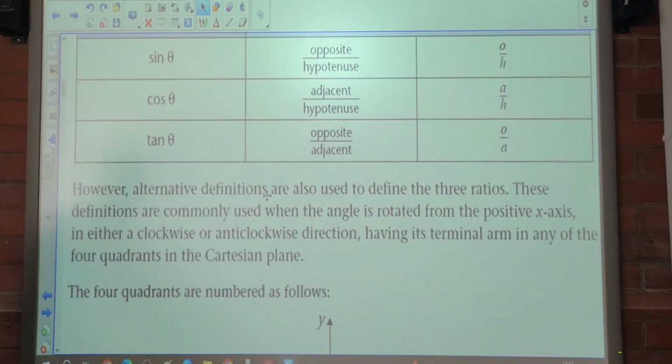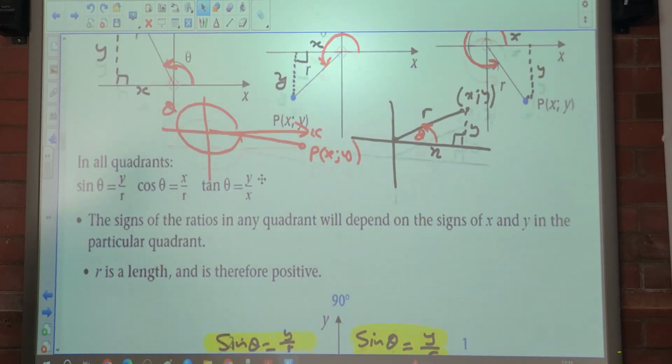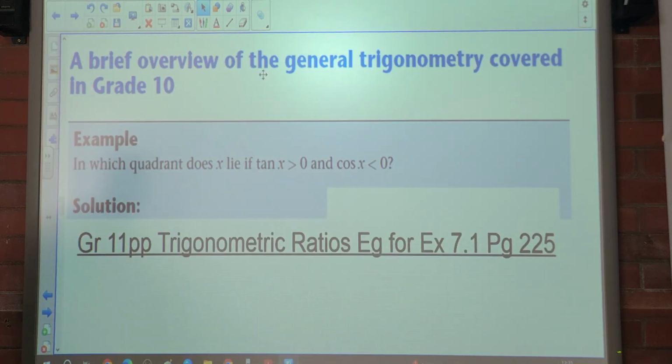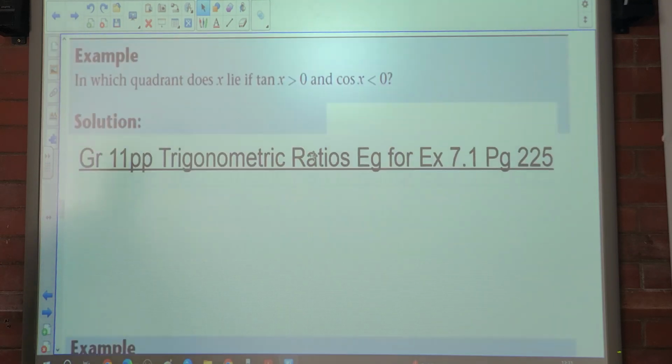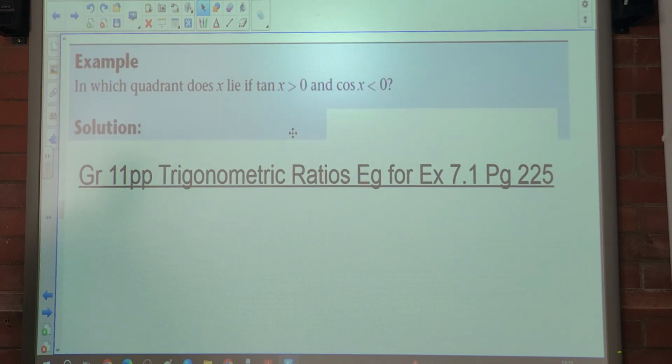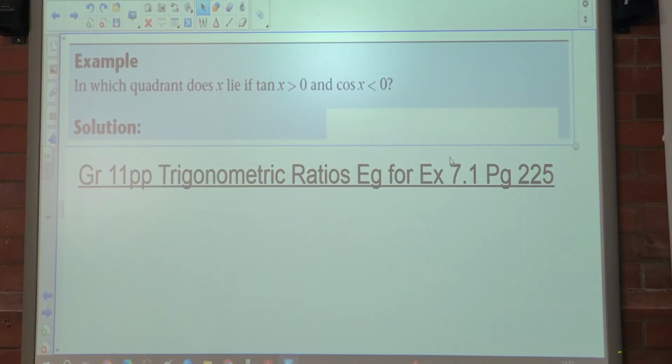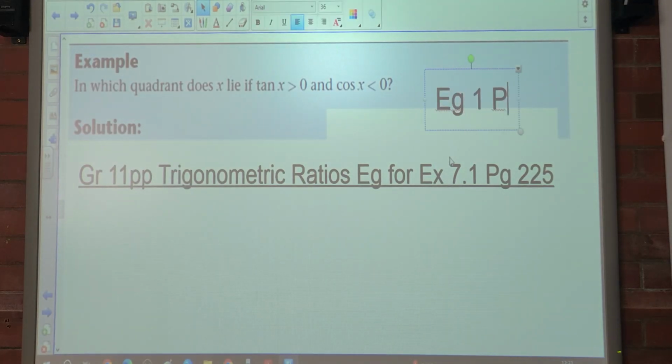Okay, so we said that in the first exercise, or this first lesson, we're going to look at a brief overview of the general trigonometry covered in grade 10. So I'm looking at example 1. Example 1 is on page 223.